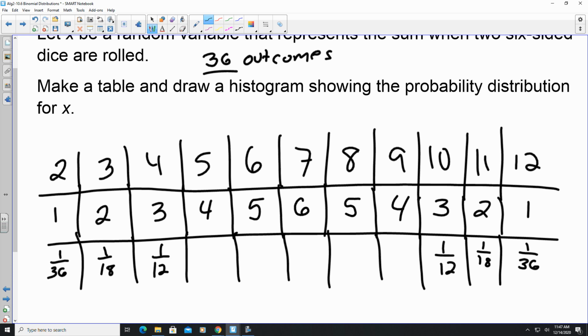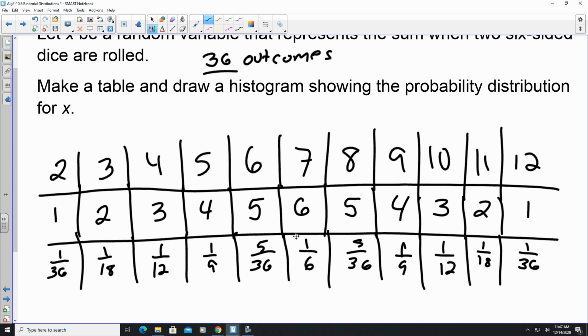To roll a sum of 5 is 1 out of 9, and it would be that over here for 9. To roll a sum of 6 would be 5 out of 36, and this would be 5 out of 36 for 8. And for 7, it would be 1 out of 6.